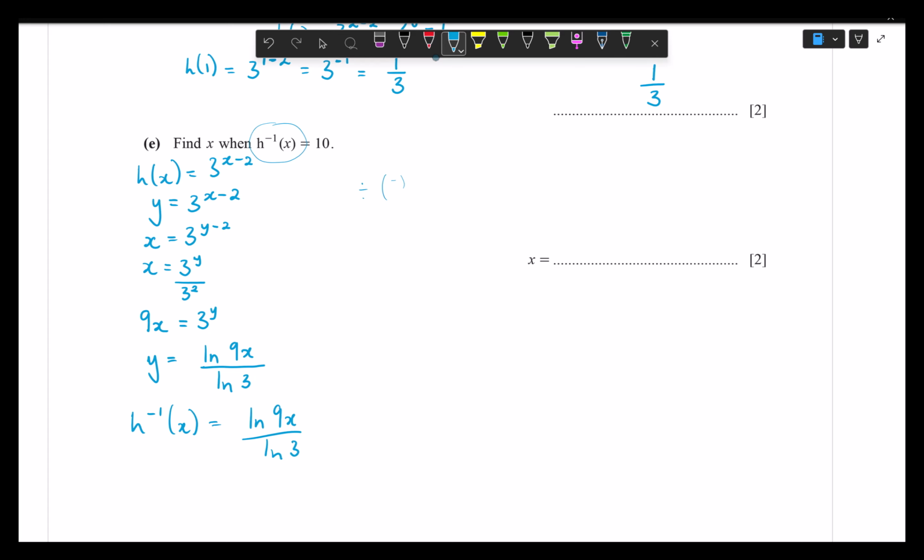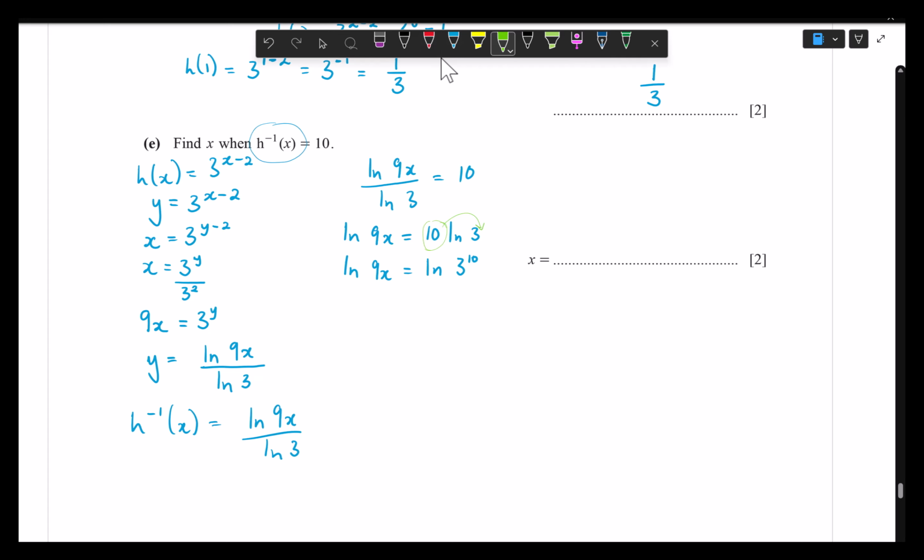We're told that the inverse is equal to 10. Equating our inverse to 10, we have ln 9x over ln 3 is equal to 10. And cross multiplying, we have ln 9x is equal to 10 ln 3. And rewriting the expression, we have ln 9x is equal to ln 3 to the power of 10. Again, rules of indices. We can take this value and we place it right there. So we end up with ln 3 to the power of 10.